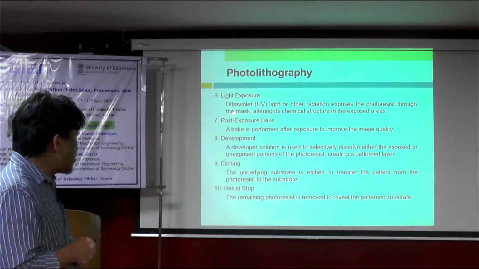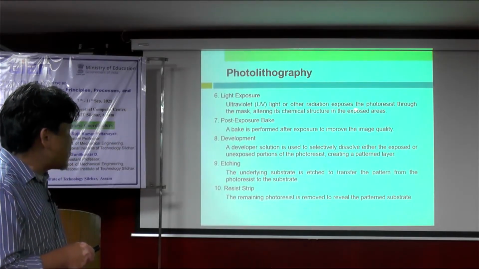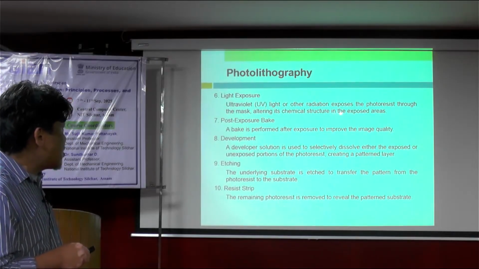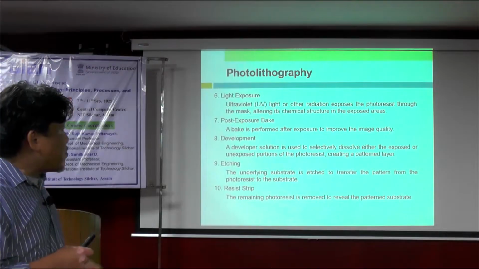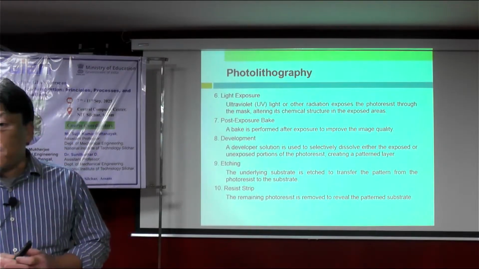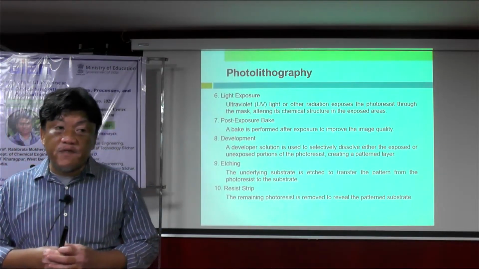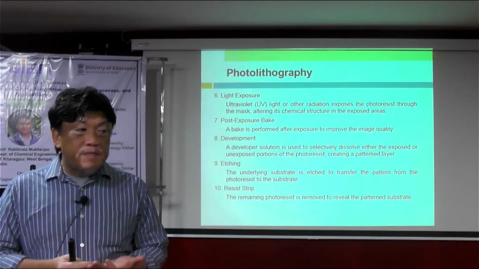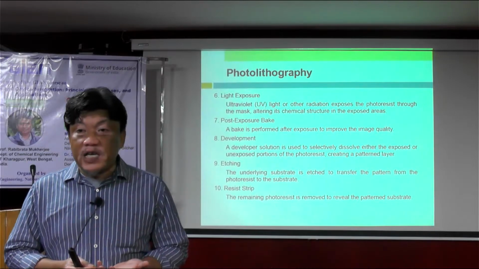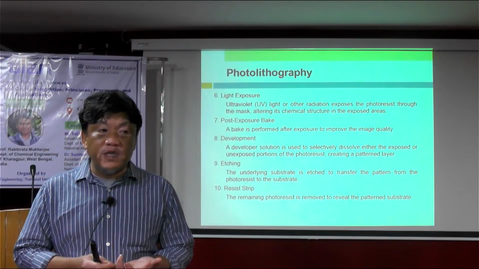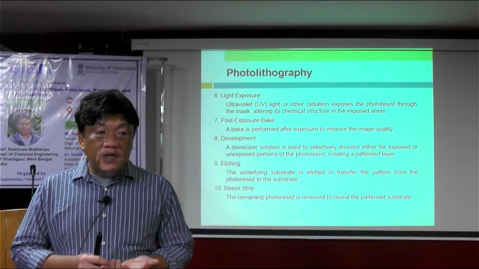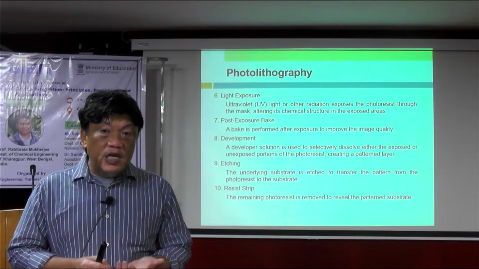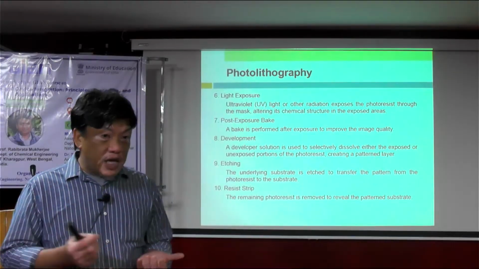Then light exposure: ultraviolet light or other radiation exposes the photoresist through the mask, altering its chemical structure in the exposed area. Of course, the light exposure will vary, depending on the photoresist types. There are a few types of photoresist that will be used. If you are using a certain process that requires deep RIE, you might need to use a photoresist which is more robust in terms of high exposure to deep RIE. For example, PDMA, for example.